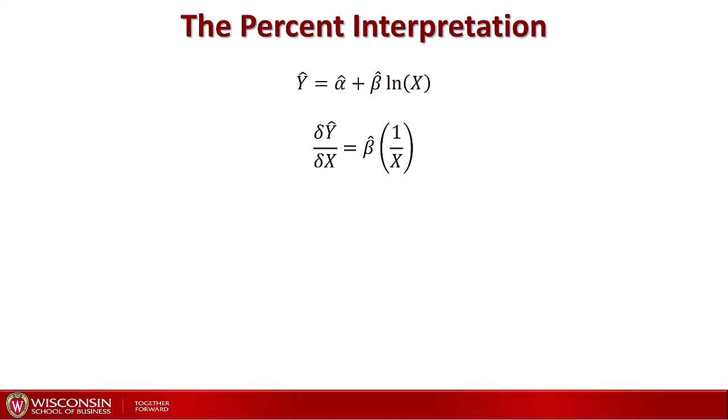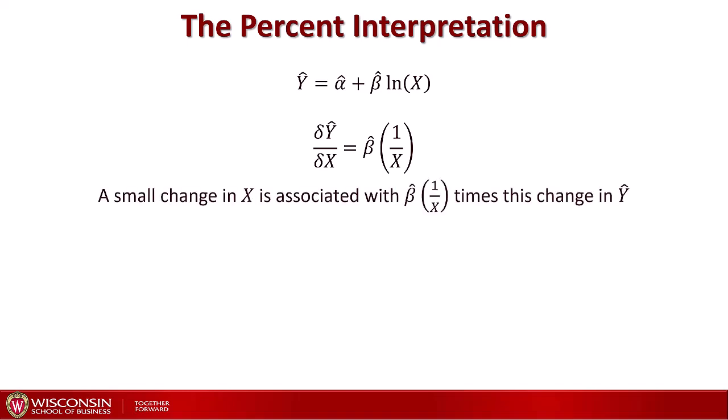How to interpret that? A small change in x is associated with beta hat times 1 over x times this change in y hat. So you see that we need to know what x is to interpret this change, but we can do something else. We can take the small change in x, so the delta x, and put it on the other side of the equation. And now we have the small change in y is equal to beta hat times the small change in x over x.